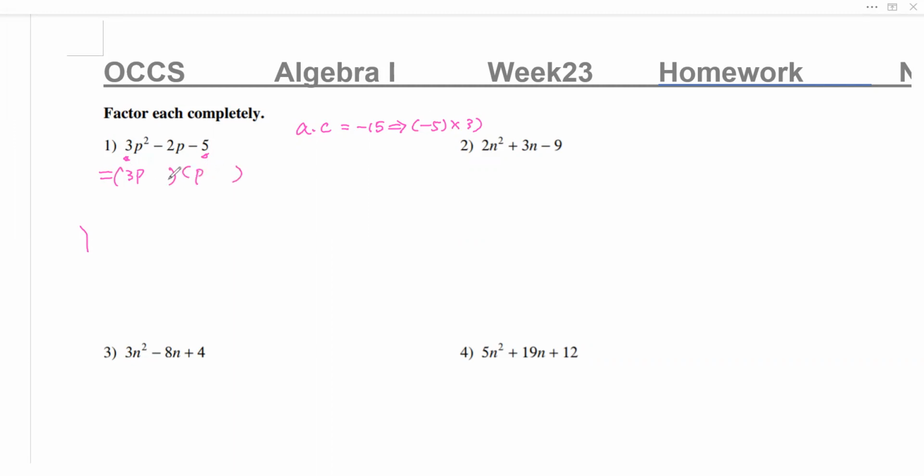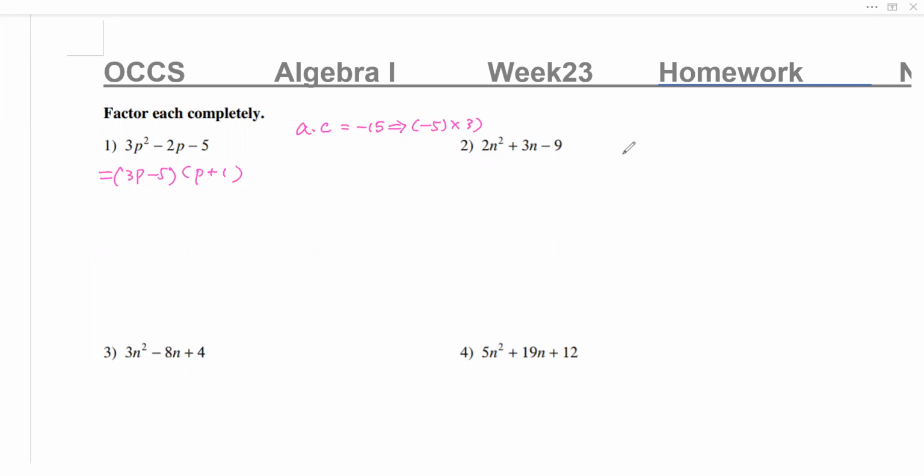Did you guys get it? Negative 5 here, right? Plus 1. All right, let's double check it. 3p squared. Here is positive 3p, negative 5p. So you got negative 2p, right? So negative 5. Right? So easy to check it. And double check it each time. Make sure they are actually what we want.